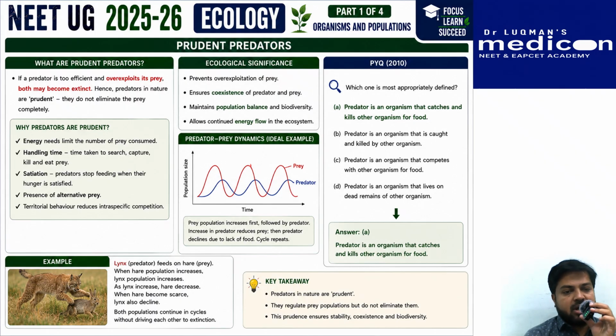Lynx is a predator, feeds on hare. Hare is a prey. When hare population increases, lynx population increases. As lynx increases, hare decreases. When hare becomes scarce, lynx also declines. Both populations continue in cycles without driving each other to extinction.